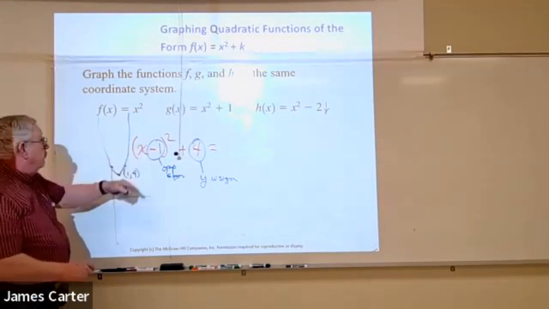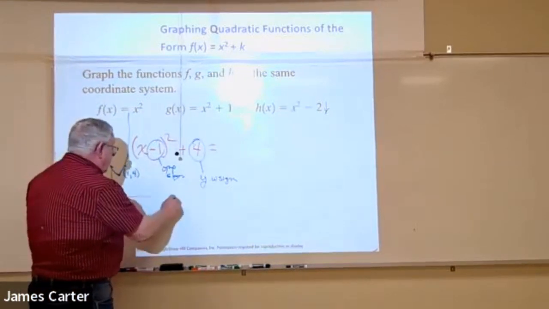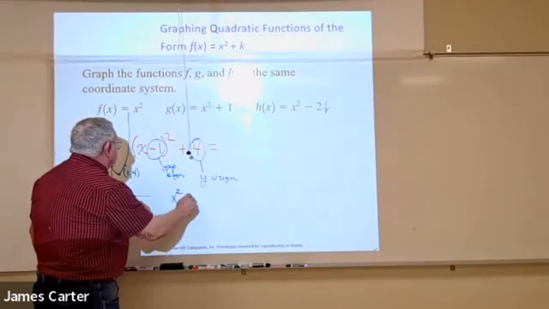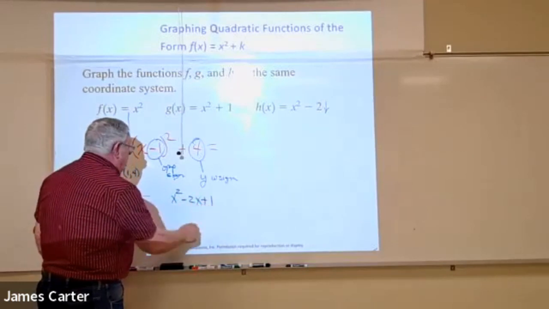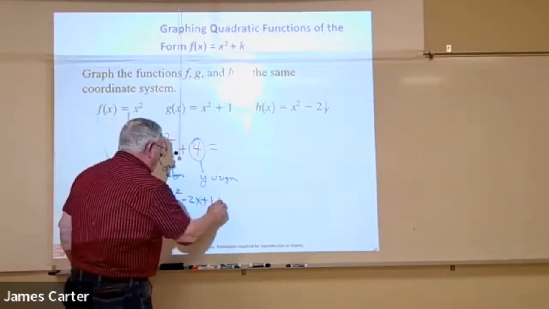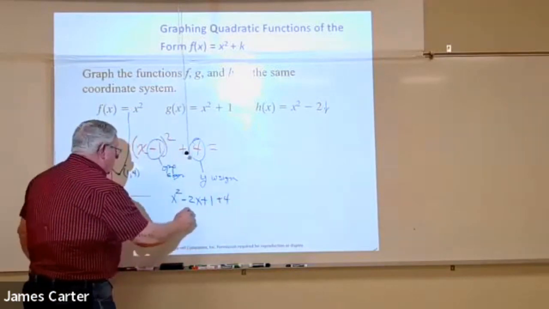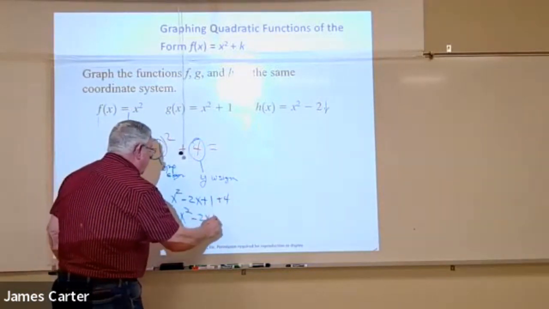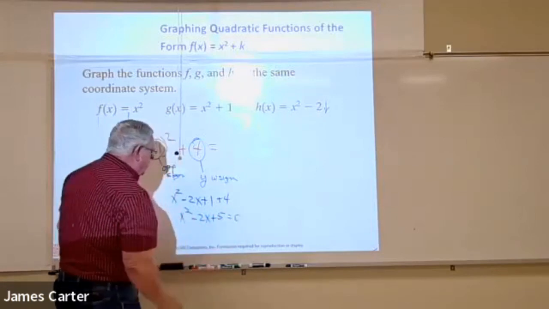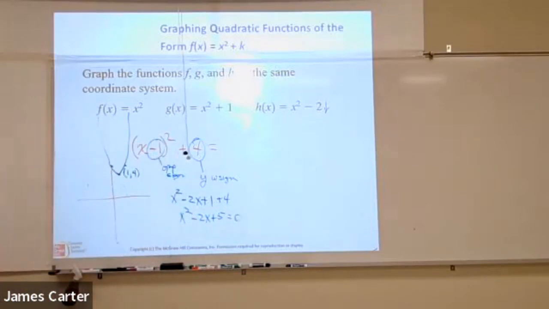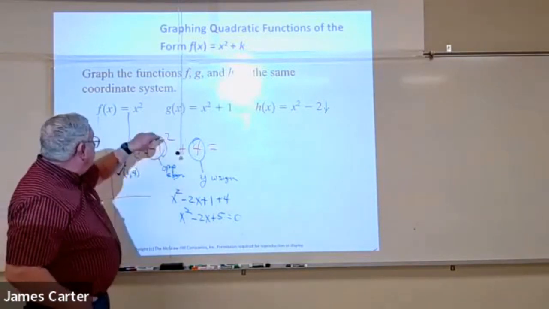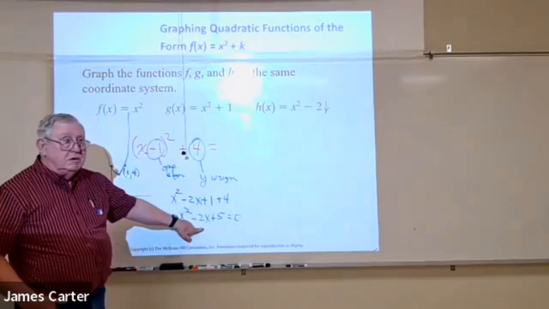Okay? Now, if we wanted to, we could square this. X squared minus 2x plus 1 plus 4. X squared minus 2x plus 5 equals 0. That won't factor. You put it in the quadratic formula, and you're going to get a pair of imaginary solutions. Okay? Anyway, that's how you change from this form to that form also. Okay.